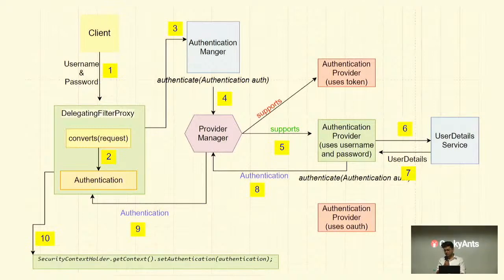Based on my assumption, the user has given the correct username and password. So here the authentication provider will create an authentication response object and pass it to the provider manager. Later, the provider manager will pass the same object to the authentication filter available in the delegating filter proxy. At this point, the client has been authenticated. We have verified the user already exists in our database, and now we have to allow him to access the resources in our application.